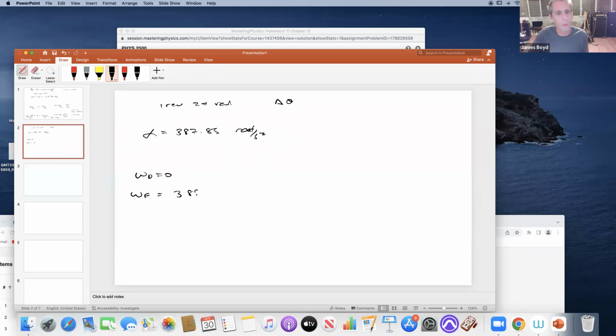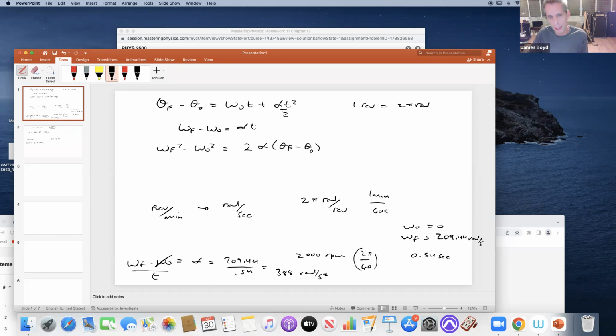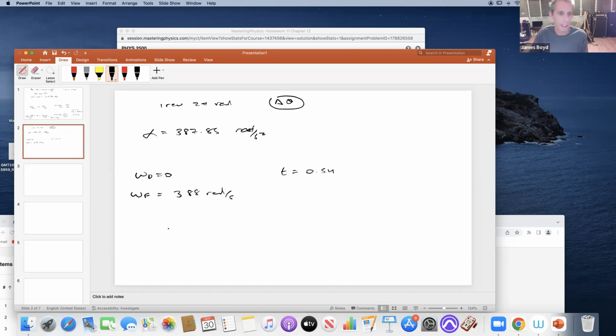388. The time was 0.54, and what I'm trying to find is the change of angle. So knowing that, I can come back and look at this and get this change of angle. So what we get here is omega final squared minus omega initial squared is 2 alpha times theta final minus theta initial. This is what I want to solve for. Divide both sides by 2 alpha. Once I get this, this will be in radians, and they want revolutions. So I need to divide by 2 pi rads to get the number of revolutions.